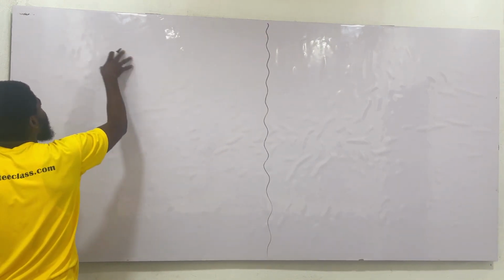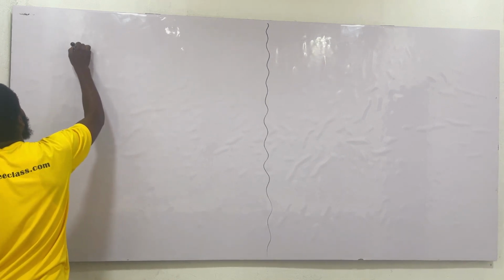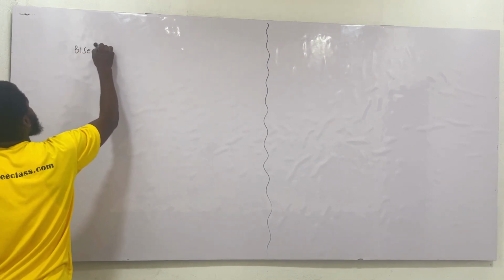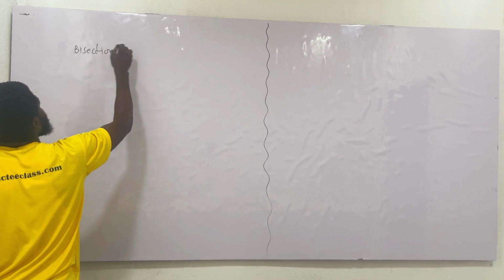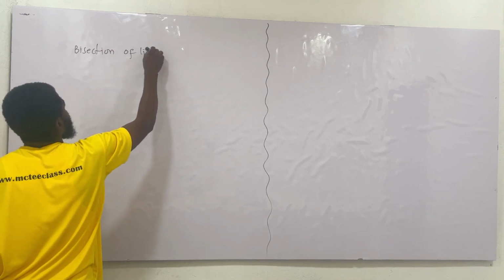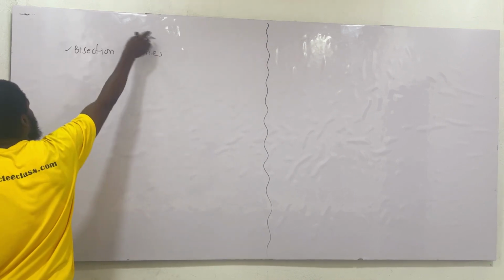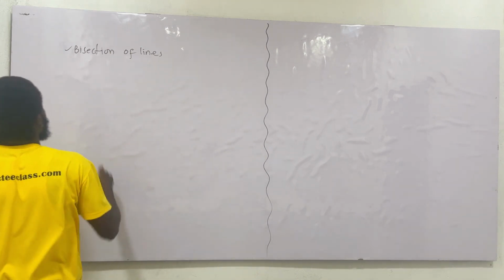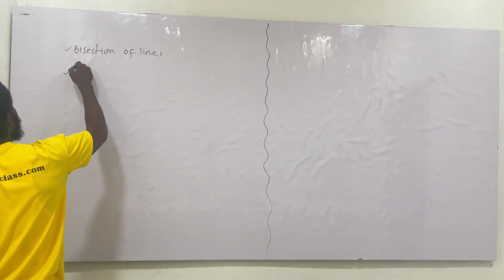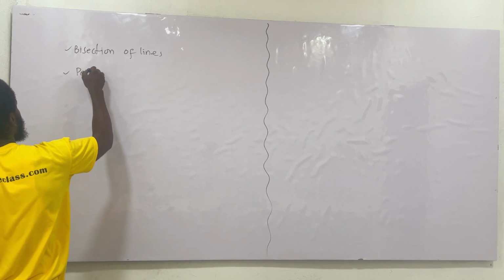So these are the key points here. We'll look at bisection of a line, how to bisect a line. First of all, how to draw a line segment is very easy. So I'll look at how to bisect, then how to construct perpendiculars.